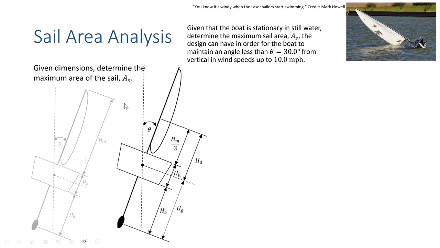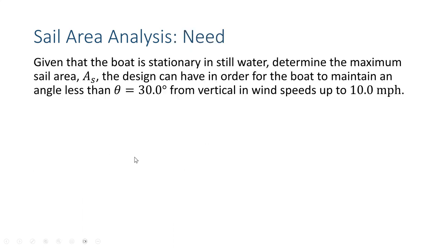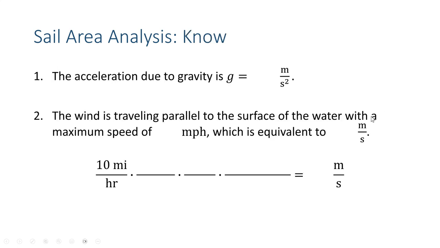So we're going to say we've got a force generated by blowing 10 miles an hour of wind on this side, and then we're going to have a force due to the gravity on our ballast. So what do we need? Well, given that the boat is stationary in still water, determine the maximum sail area, and design in order to have the boat maintain an angle of less than 30 degrees. So our theta is going to be 30 degrees from the vertical at a wind speed of 10 miles per hour. Okay, so what do we know?